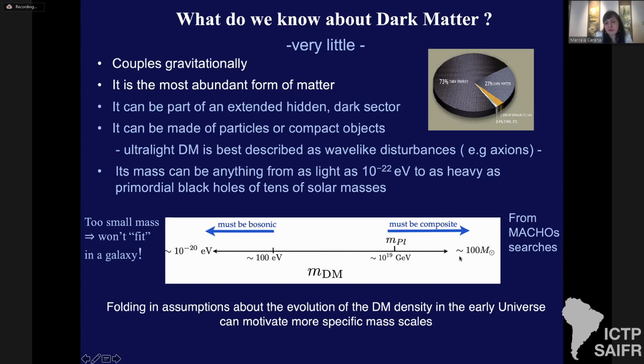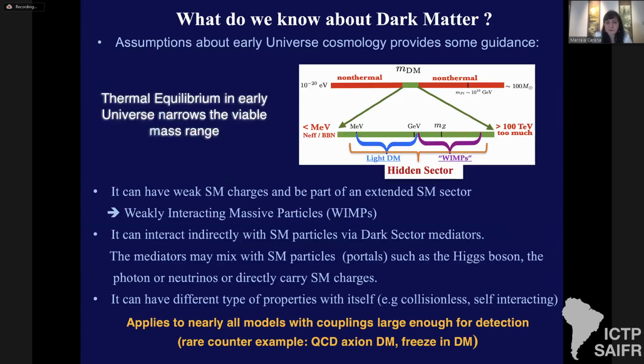So of course, it is very hard to look for dark matter with these big assumptions and big uncertainties. And in fact, as you all know, folding in assumptions about the evolution of dark matter density in the early universe can motivate more specific scales. In particular, if we ask that dark matter is thermally produced, there is a large but much more constrained range of masses we can look for. And in one part of my talk, I will tell you about one example of WIMPs.